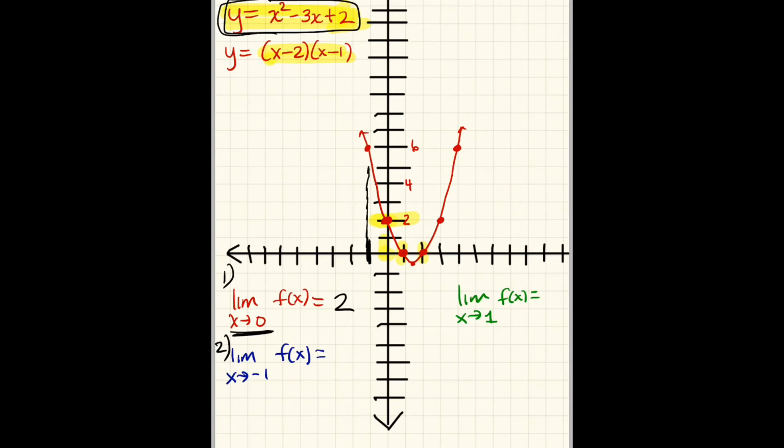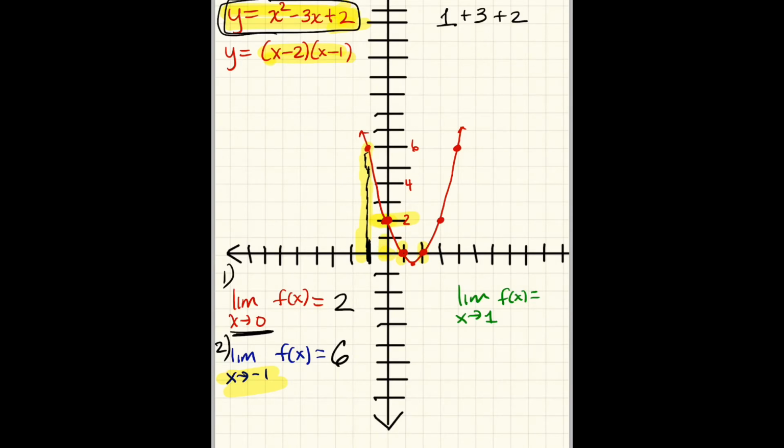Okay, some number here. It looks like it's going to be 6. Let's confirm it algebraically. Well, negative 1 squared is 1. Negative 3 times negative 1 is positive 3 plus 2. 1 and 3 is 4 plus 2 makes 6. Okay? So all you have to do is go to x equals negative 1 and see what that y value is. See how easy that is?